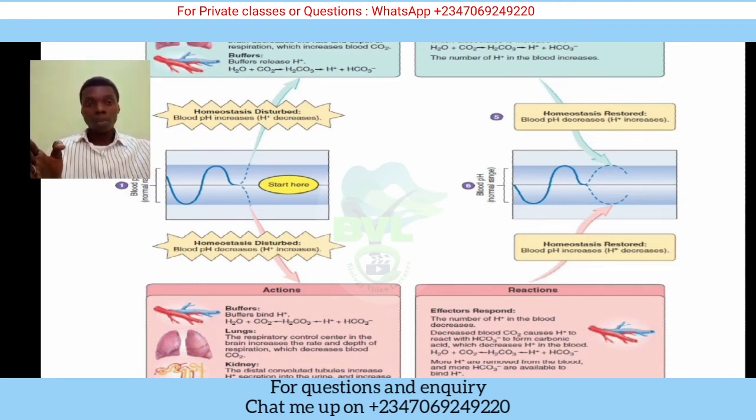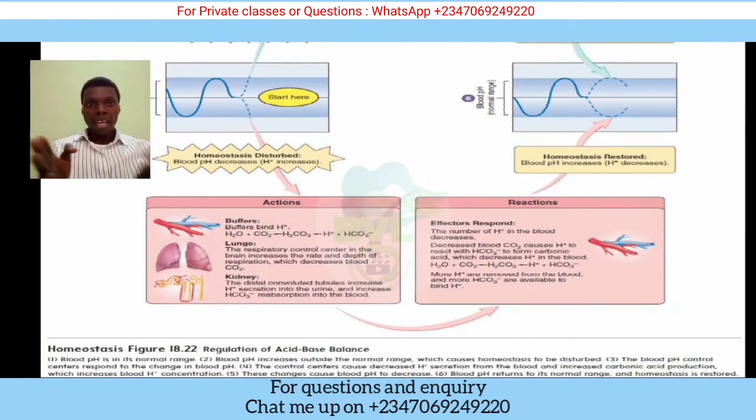Then see what happens. The distal convoluted tubule increases hydrogen excretion because we're already becoming acidic. So let us excrete more hydrogen. Then it will now increase reabsorption of what? HCO3, which is bicarbonate, because bicarbonate will help us to neutralize the amount of hydrogen, or the acidity, already in place. So you can see what happens here.